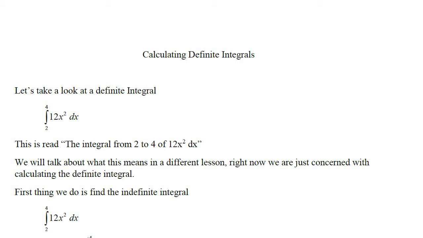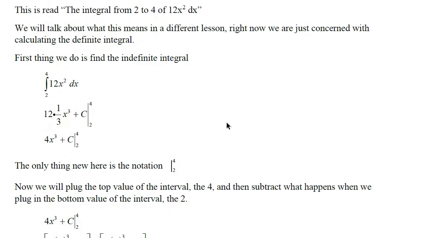First thing we do is find the indefinite integral, the antiderivative. So taking the antiderivative of 12x squared, adding 1 to the exponent, dividing by the new exponent, this gives us 12 times 1/3 x cubed plus a constant. And then we're keeping track of our endpoints here with this new notation from 2 to 4. So now we have 4x cubed plus our constant going from 2 to 4.